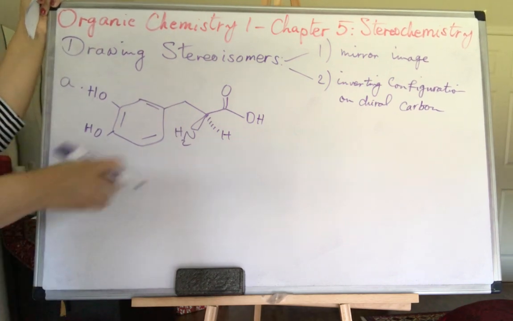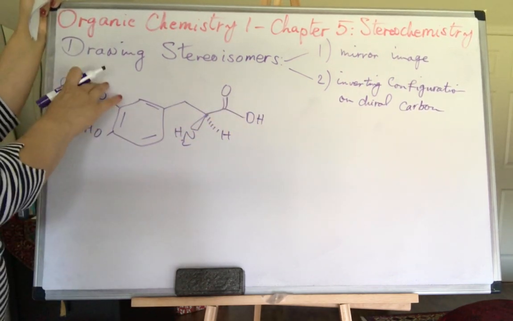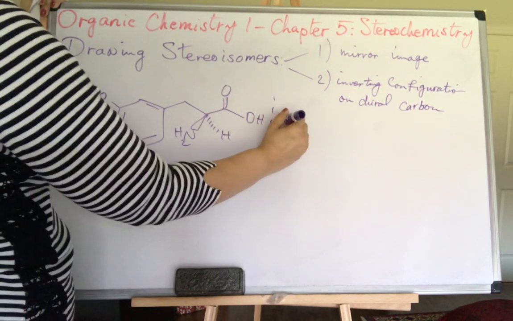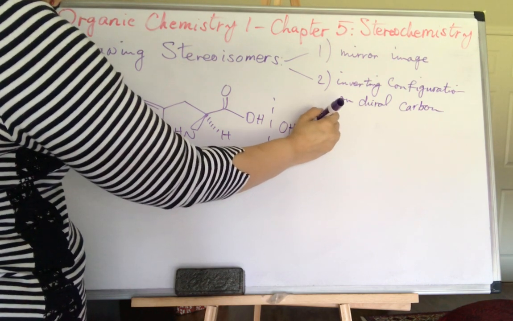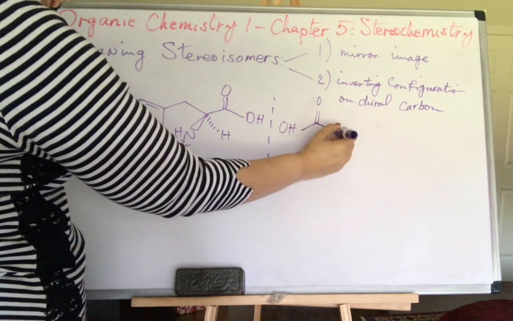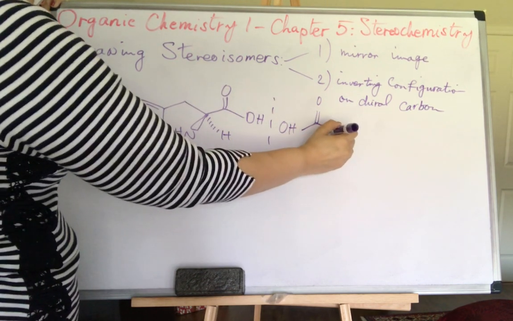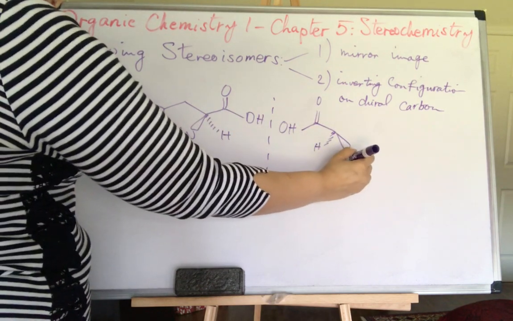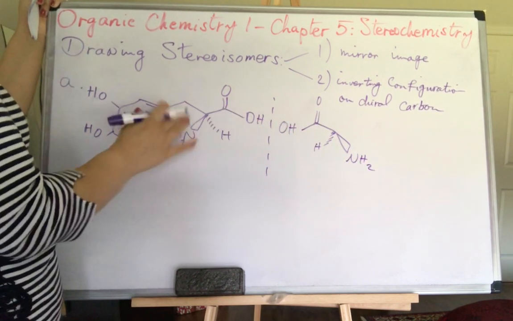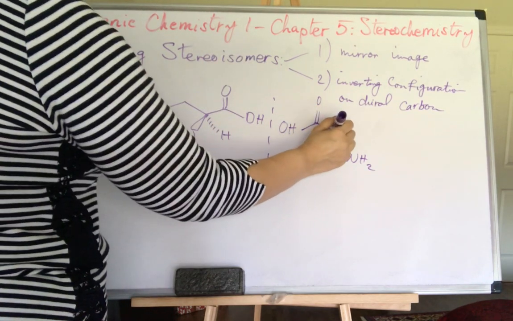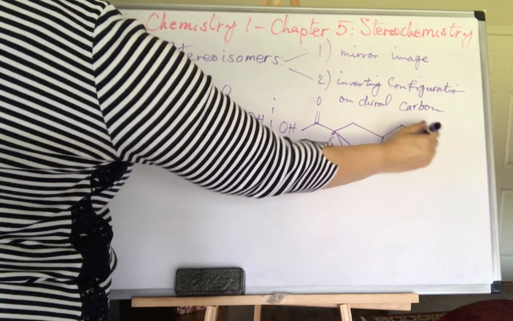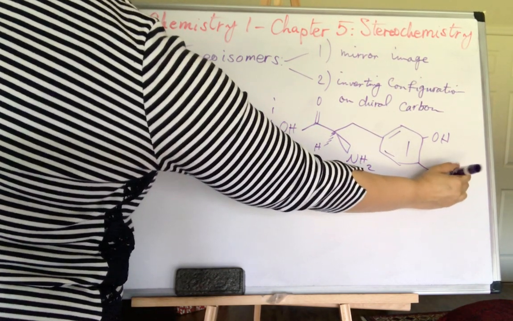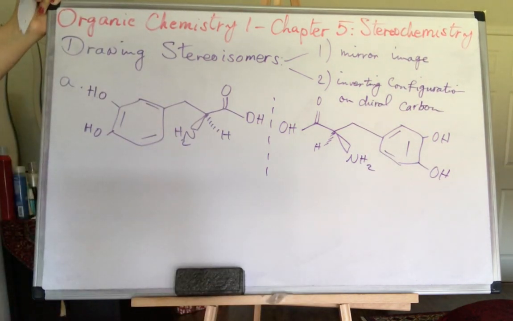All right, so the first method, using the mirror. In the mirror, OH is the closest, right? Then you have oxygen. Then you have this carbon. Hydrogen is still on the back, but closer this time to the mirror. NH2 is still on the front but farther from the mirror. You have this, and the OH groups haven't changed their place, but they're still the farthest. Okay, that's the mirror image.